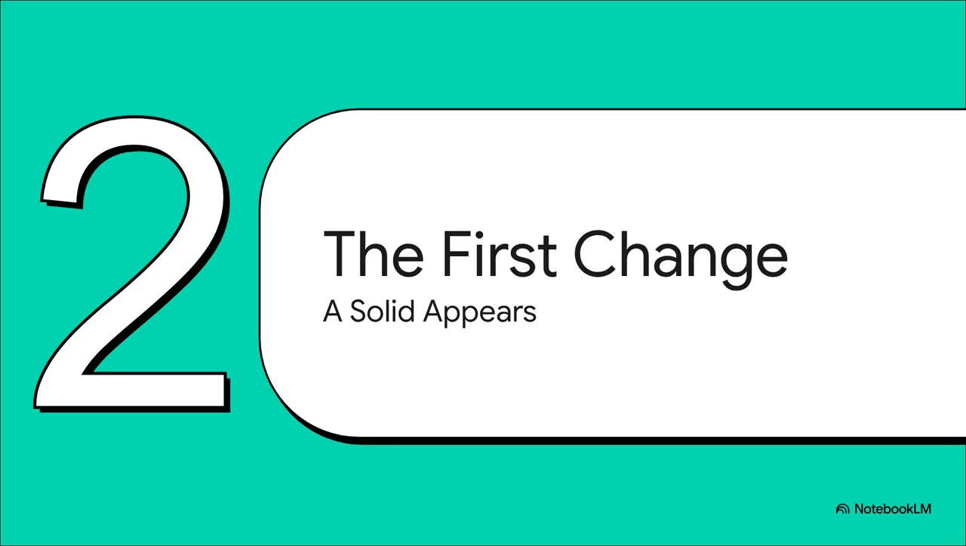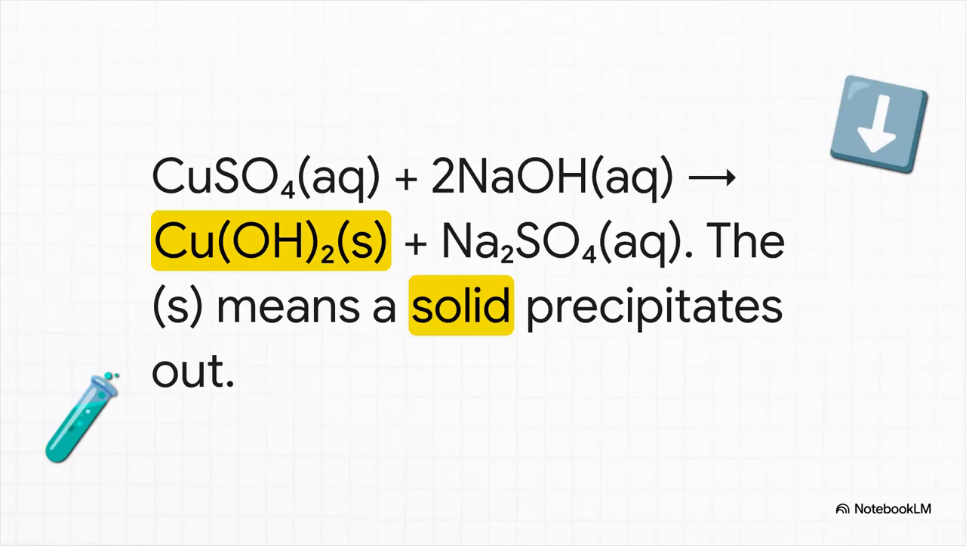Okay, this is where the first bit of real magic happens. We're about to watch two liquids mix together and create a solid almost out of nowhere. And here is the exact recipe for that magic. We're mixing copper sulfate with sodium hydroxide. You see the little aq next to them? That just means they're aqueous, or dissolved in water.